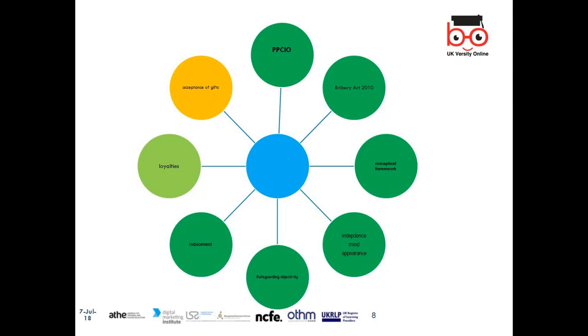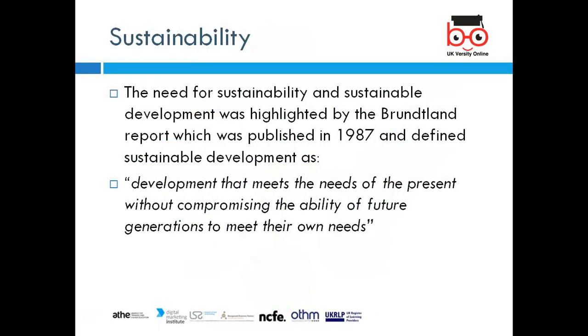Any questions? Okay, so next our discussion is sustainability. The need for sustainability and sustainable development was highlighted by the Brundtland report, named after the person who gave the report, published in 1987, which defined sustainable development as meeting the needs of the present generation without compromising the ability of future generations.